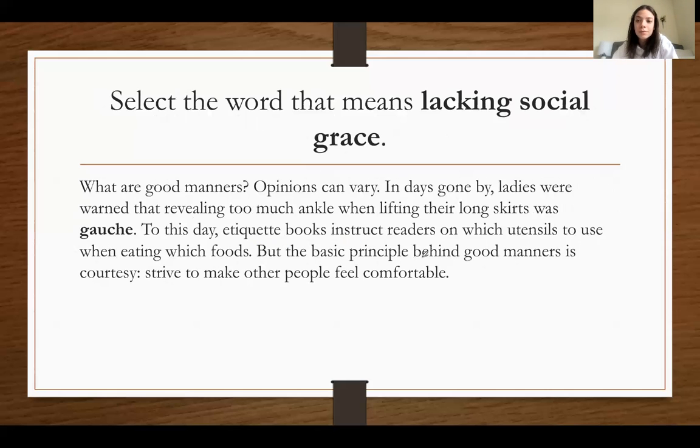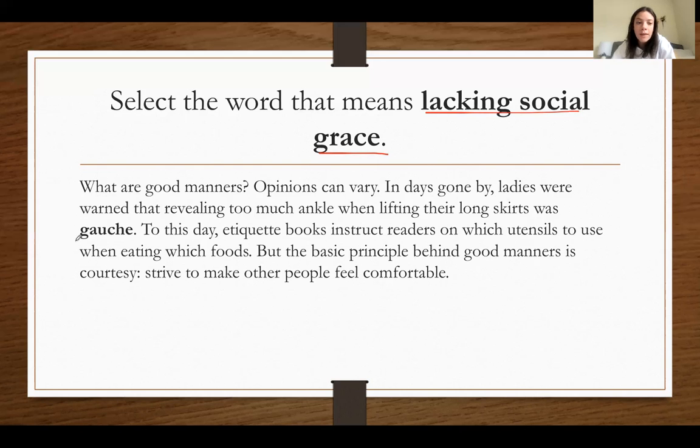And then, I left this one bolded again, but by accident. But basically, just to read through, we're going to look at "lacking social grace." So, what are good manners? Opinions can vary. In days gone by, ladies were warned that revealing too much ankle when lifting their long skirts was gauche. To this day, etiquette books instruct readers on which utensils to use when eating which foods. But the basic principle behind good manners is courtesy. Strive to make other people feel comfortable.